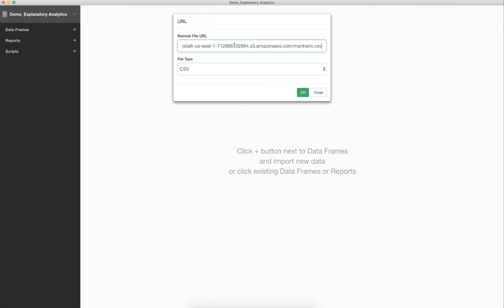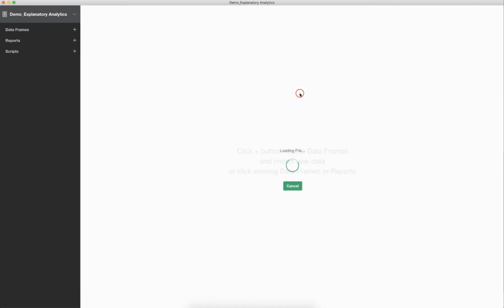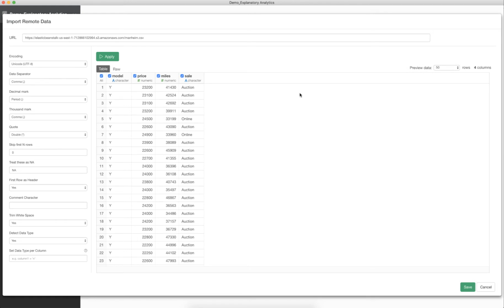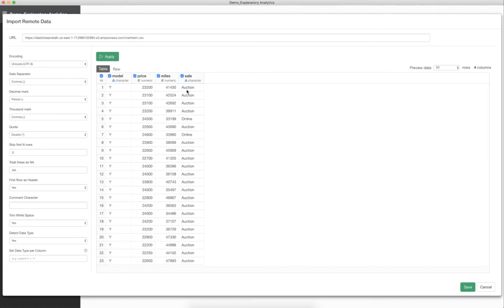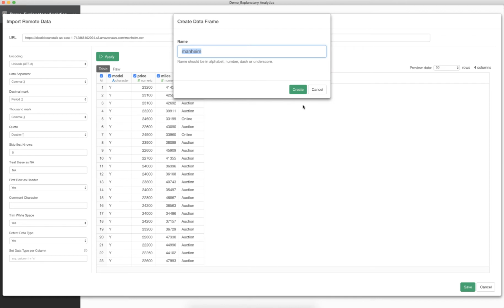Once you put the link to the remote file into the remote file URL, you can click on OK, and the data is fetched, and we can see that this data is structured appropriately. We see the names of the columns: model, price, miles, and sale, and we see that we have a variety of rows and 4 columns. We don't need to modify anything in the importation of data, and so we can click Save and give our data frame a name, in this case Mannheim.